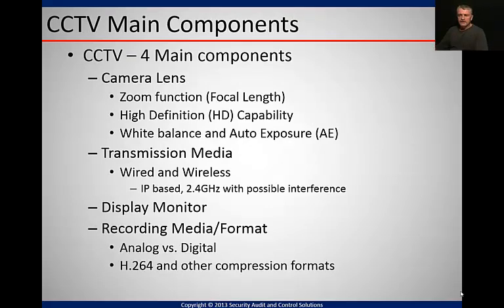We have high definition capability of the latest cameras. We have white balance and auto exposure, so it will adapt to the actual light, the illumination. Is it low light at night, or is it sunrise, or things like that? There's also transmission media, one of the second components, such as wired or wireless. Now, IP-based 2.4 gigahertz with possible interference. Even your microwave, which runs at 2.45 gigahertz, may interfere with your wireless CCTV.